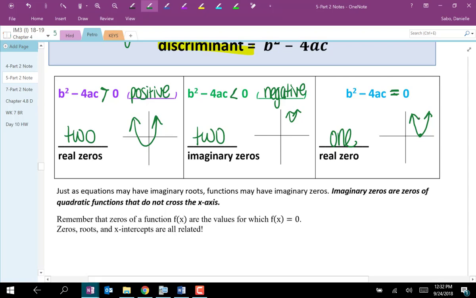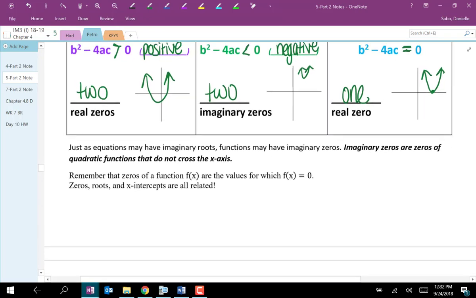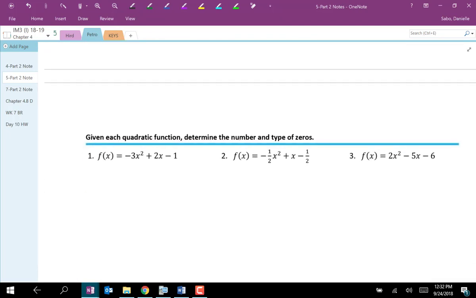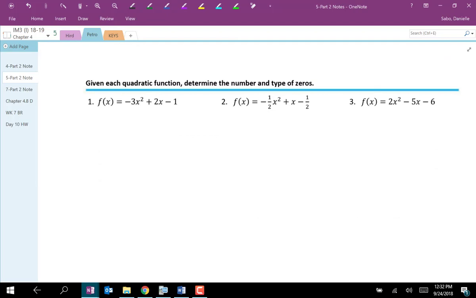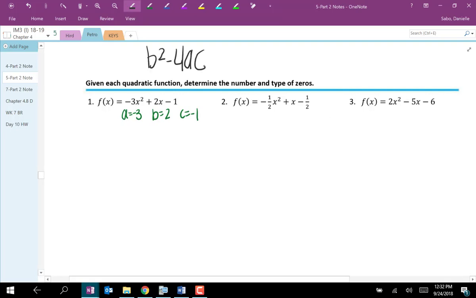Okay, it's pretty easy. Make sure you have a calculator ready to go. Just like we did with the quadratic formula, you've got to figure out what A, B, and C are. My A value is -3, my B is 2, and my C is -1. On the top of my page, I'm going to rewrite my discriminant formula so that I don't have to keep looking back and forth. So we're just going to plug it in.